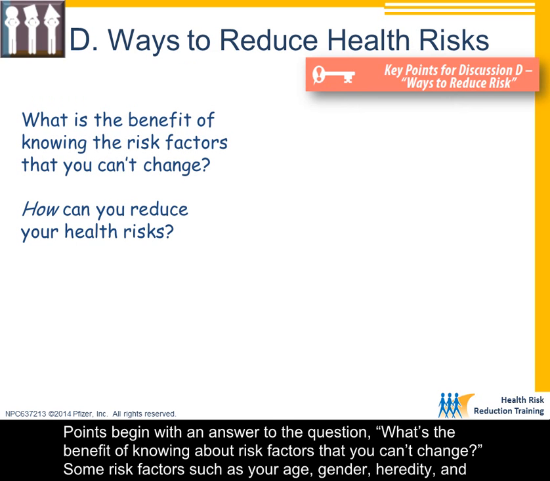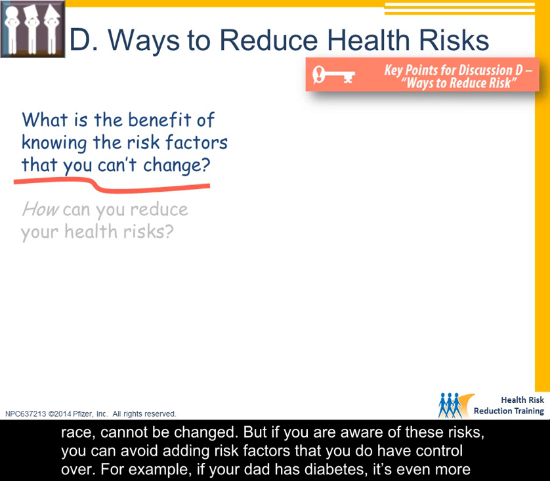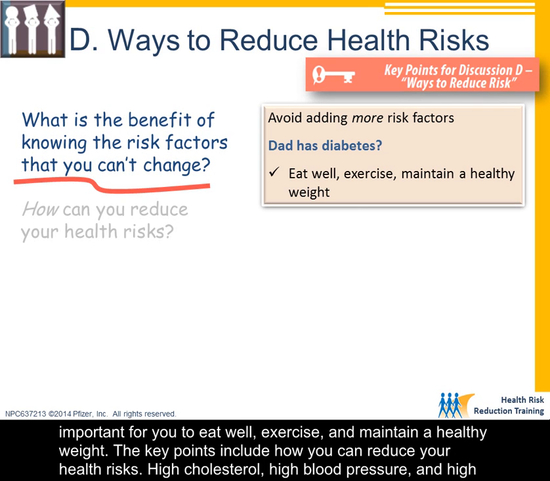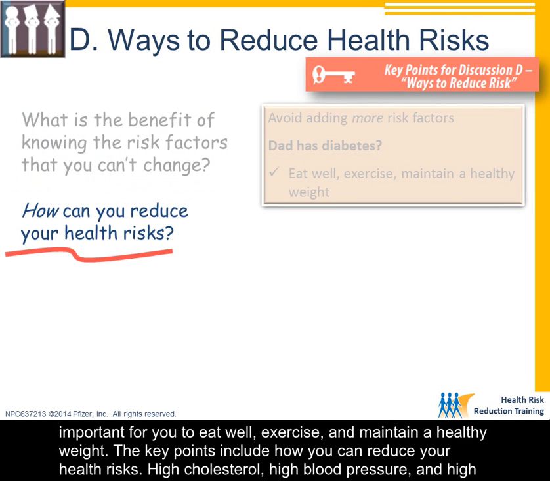The key points begin with an answer to the question, what's the benefit of knowing about risk factors that you can't change? Some risk factors, such as your age, gender, heredity, and race, can't be changed. But if you're aware of these risks, you can avoid adding risk factors that you do have control over. For example, if your dad has diabetes, it's even more important for you to eat well, exercise, and maintain a healthy weight.